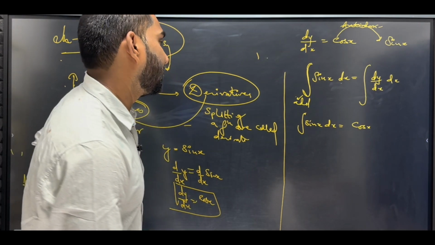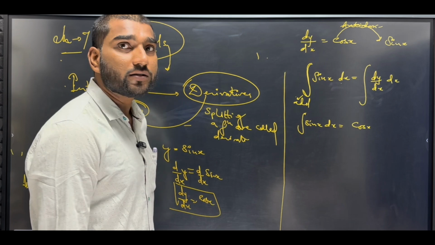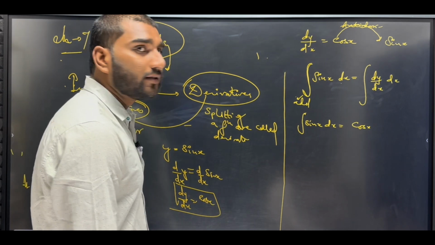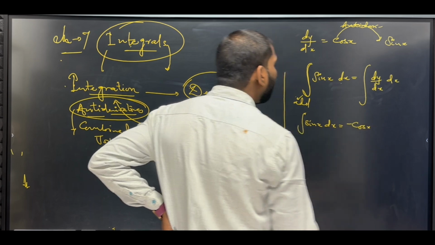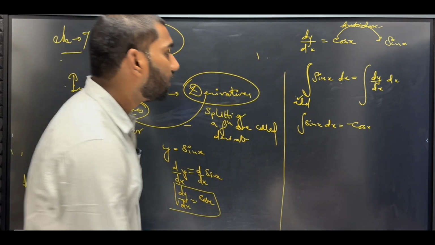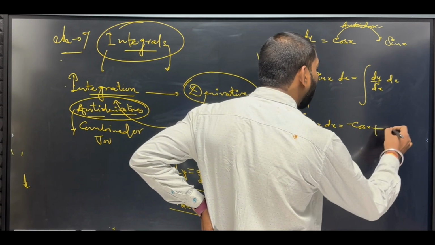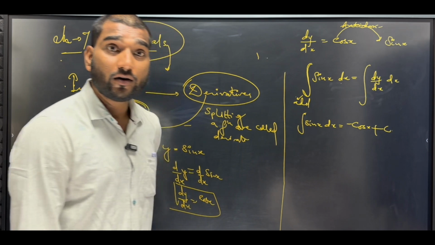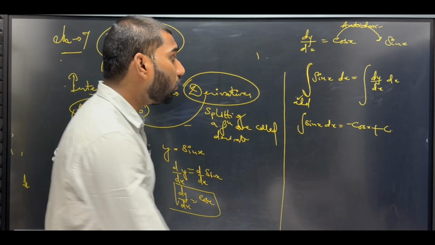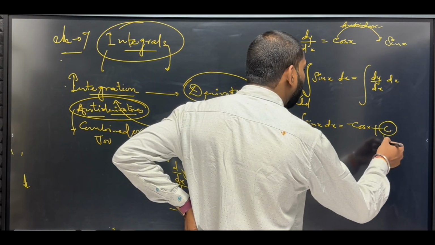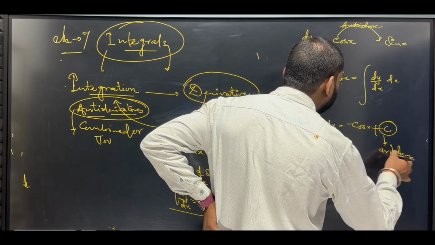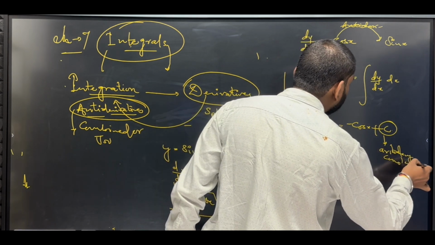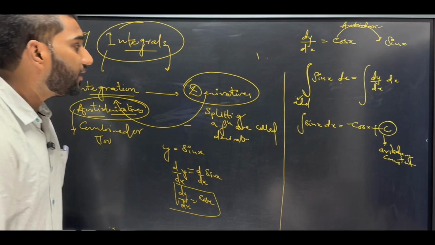Sin x. But sir, the integration of sin x dx is equal to what? Minus cos x plus c. Why is c there? Why is c there, sir? How can you put up the c? That is called arbitrary constant. How can you explain that part? What is meant by arbitrary constant?